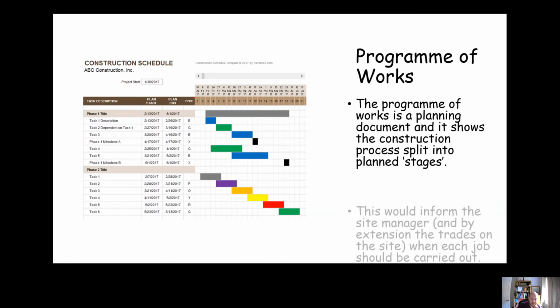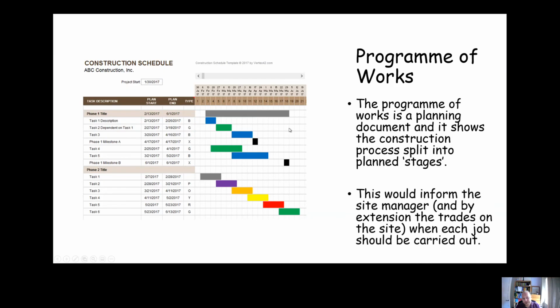Actually, the site manager would then speak to the foreman, and the foreman would speak to the individuals concerned and tell people what they're doing each day, essentially.